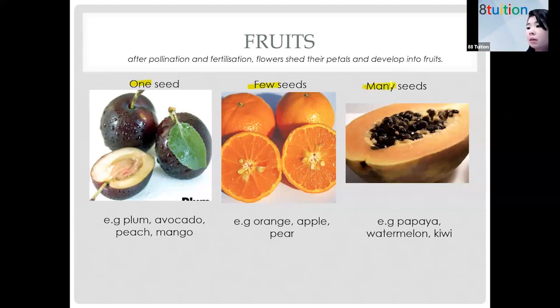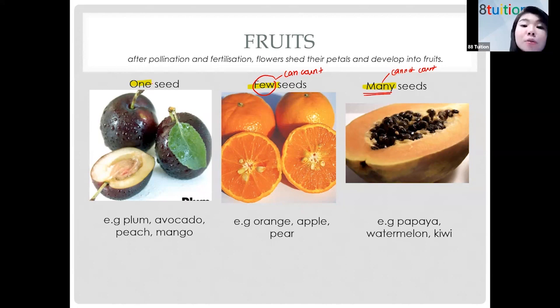Now, y'all might ask, what is the difference between fruits with many seeds and fruits with a few seeds? Okay, so let me tell you what is the difference. For fruits with a few seeds, I can count. See, 1, 2, 3, 4, 5. But for fruits with many seeds, I cannot count. It's too many already. All right, look at this. How am I going to count the number of seeds in the papaya? I'll go crazy. All right, so that's how I distinguish fruits with many seeds and fruits with few seeds.